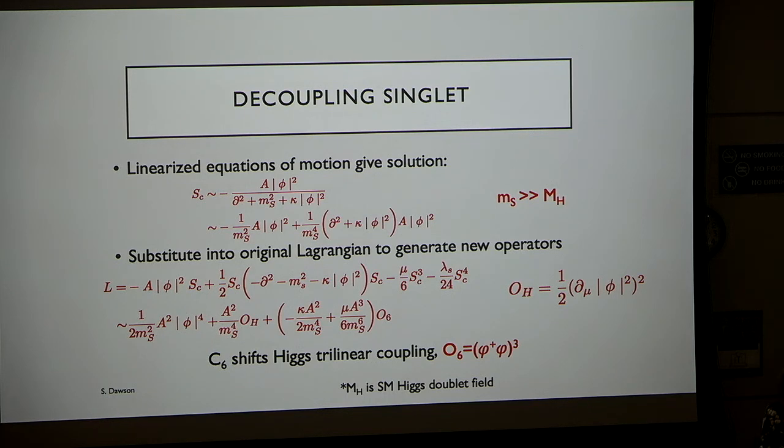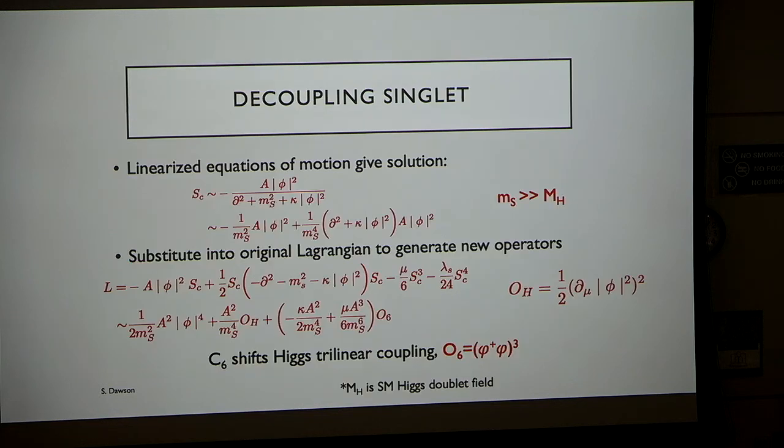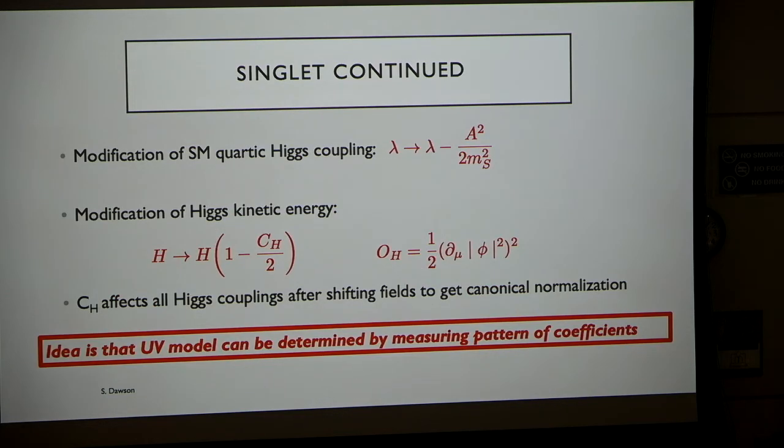So what does this mean? This means that when I try to integrate the scalar out of the theory to just have a low energy effective theory, the quartic coupling is shifted by a term which goes like 1 over the mass of this guy squared, which is not too interesting. The Higgs kinetic energy is shifted because I generated a correction to the Higgs kinetic energy term here. So I shift the Higgs field so it has canonical kinetic energy. And then I generate this term, which is phi to the 6th.